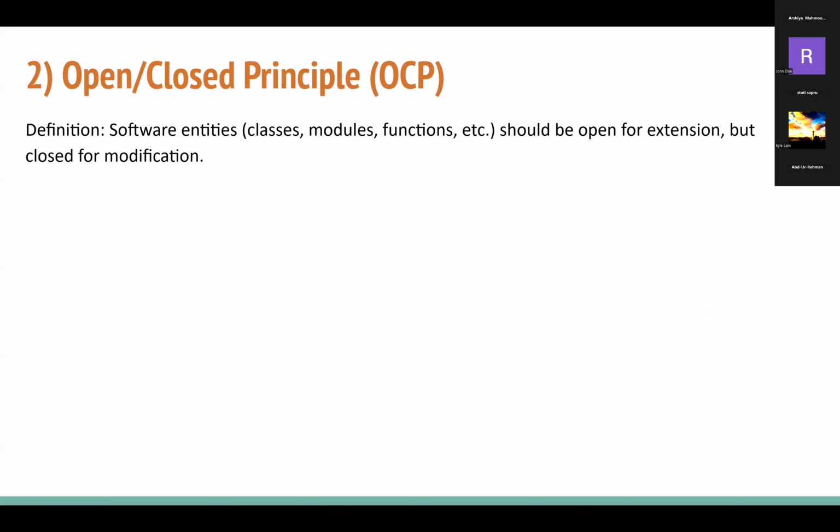So moving on, the next SOLID principle is the open-closed principle, which states that software entities should be open for extension but closed for modification. So for any program you write, if you want to add a new feature to that program, you shouldn't have to modify any existing lines of code. All you should need to do is add new lines of code to implement your new feature. That's essentially what this principle states. And here's an example of it.